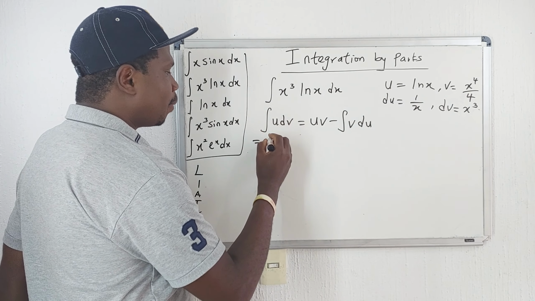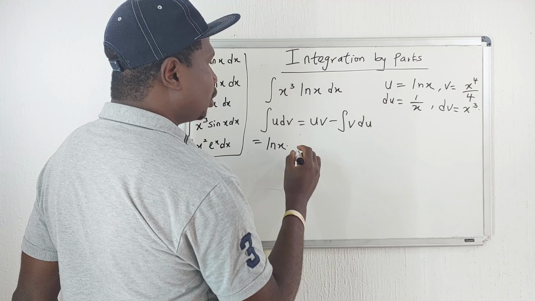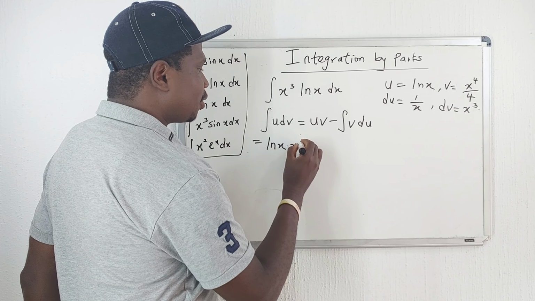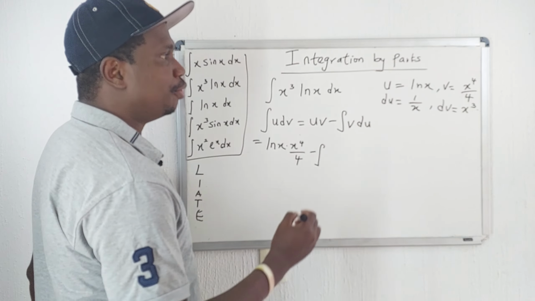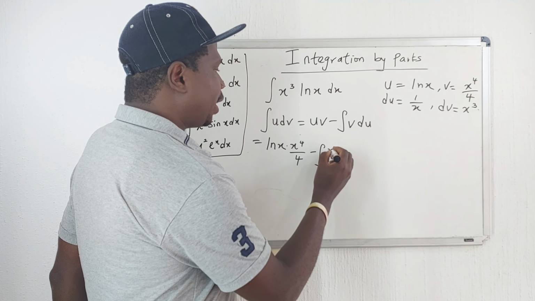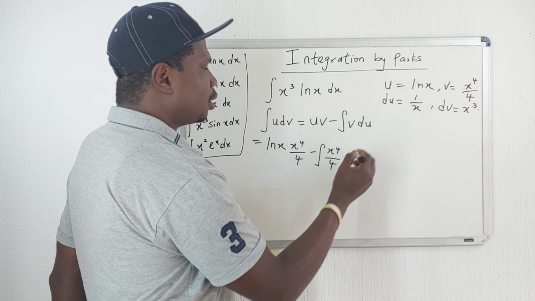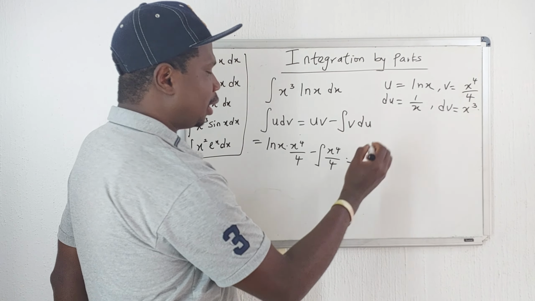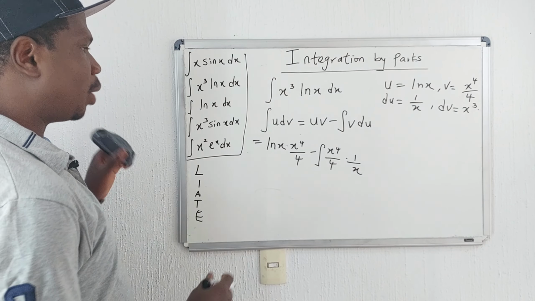Okay. Now substituting these values, I have equal to what? u is what? ln of x, dot v is what? x to the 4 over 4, minus integral of what? v is what? x to the 4 over 4, dot du. u is dot 1 over x. So what do I do next?